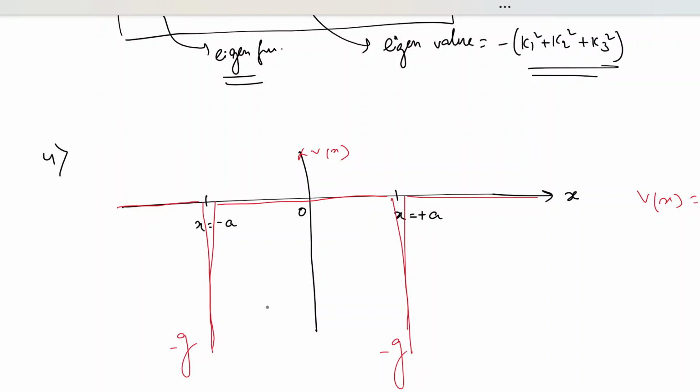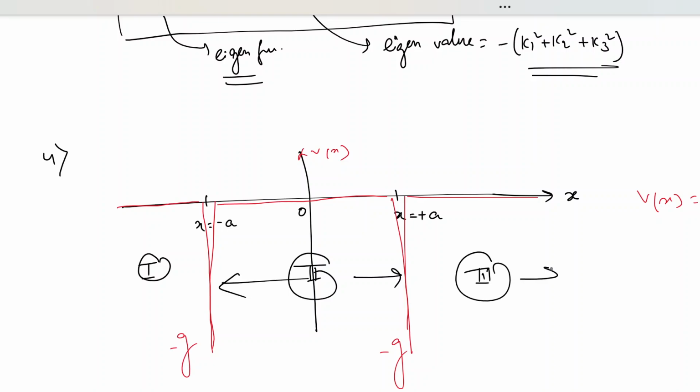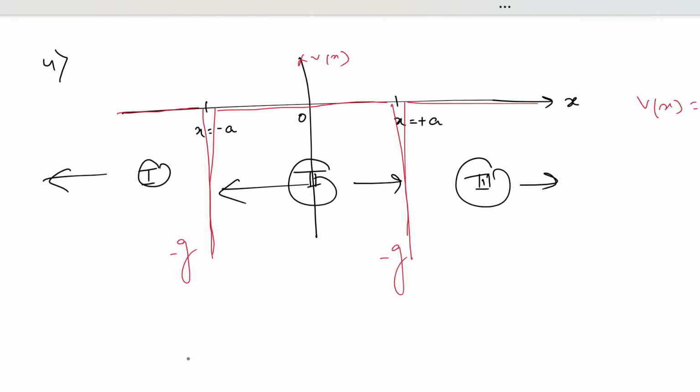So out of these three, you can divide into three regimes. Regime 1 is here, x less than minus a. Regime 2 is the whole region from minus a to plus a. And regime 3 is all over x greater than plus a. So you have three regimes you can identify based on the potential distribution. Regime 1 is where x is less than or equal to minus a, regime 2 is minus a to plus a, and regime 3 is greater than or equal to a.